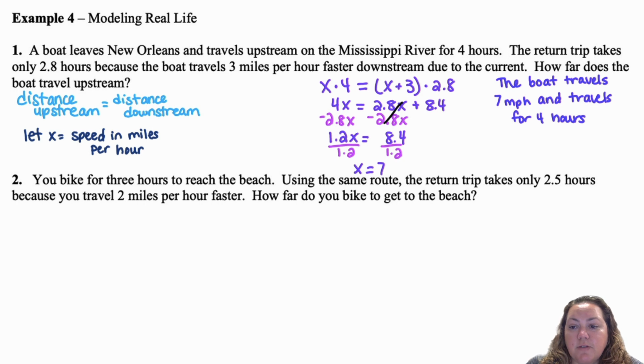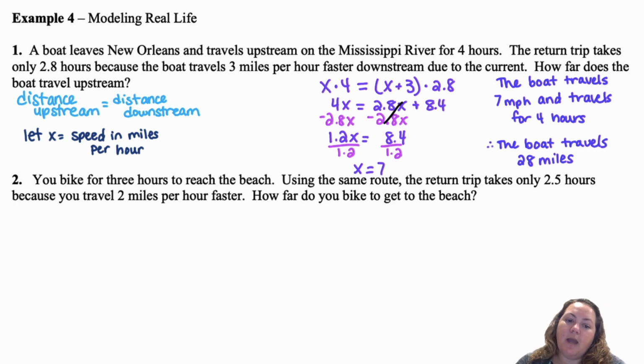So the boat travels 7 miles per hour and it travels for 4 hours going upstream. And we want to know how far does the boat travel upstream? So the distance: 28 miles is how far they go, because 7 times 4 is 28.